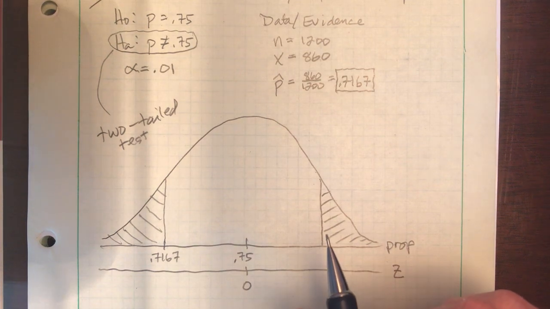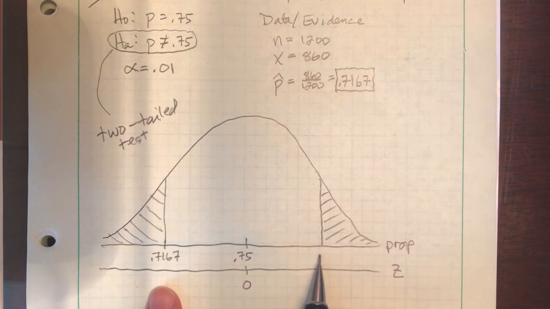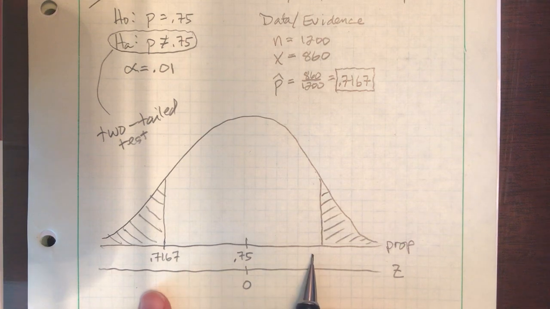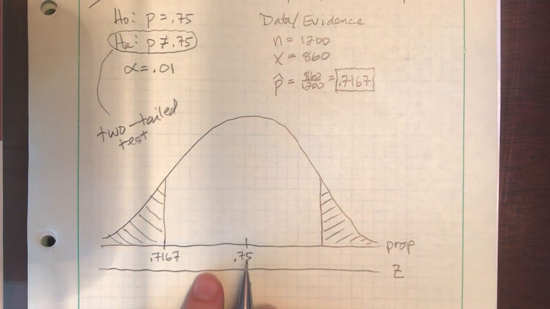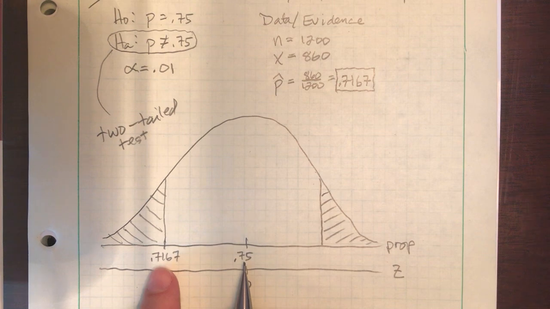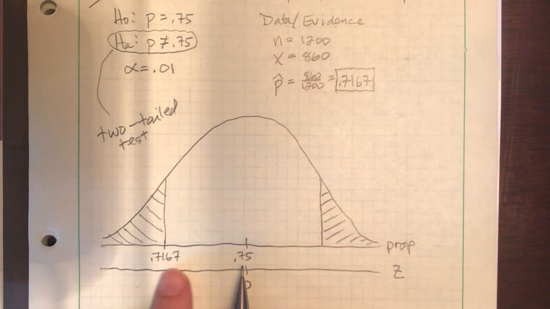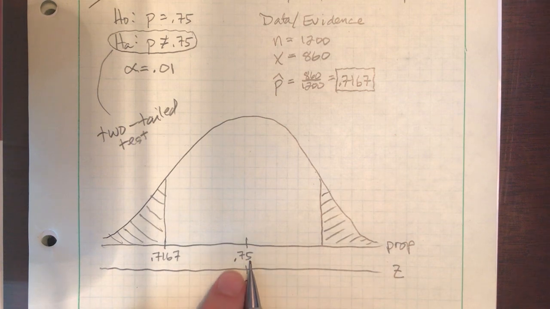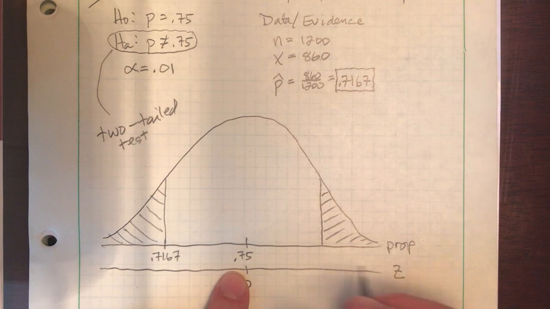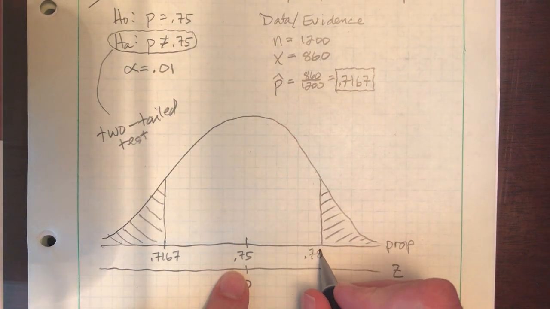Now, one thing we could do is ask, well, where is that spot on this top number line? So ask yourself, how many percents away is 75 from 71.67? So if I were to take 75% and subtract that 71, it's about 3.333 forever. So what I could do is take 75, add the 3%, and that would give me 0.7833.